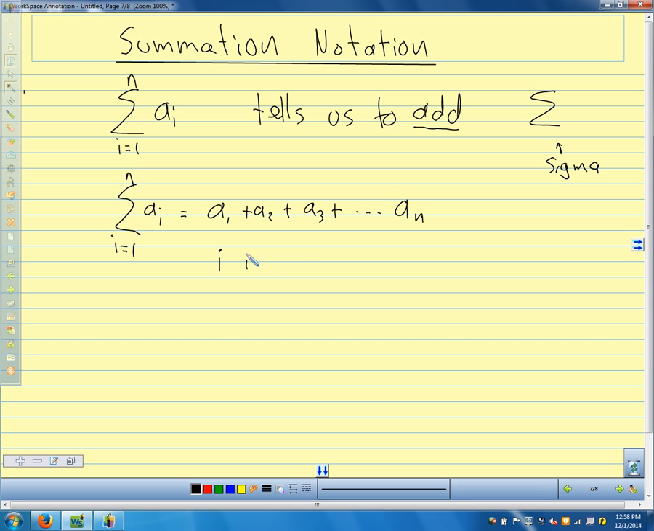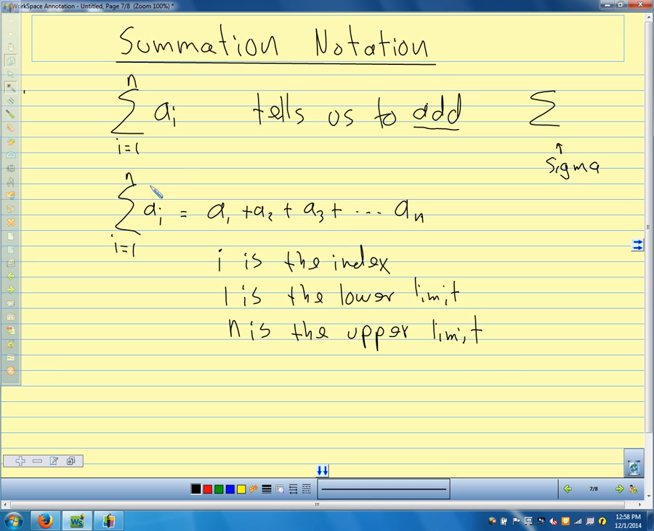i is called the index. One is, in this case, the lower limit. And n is the upper limit. So if n were 4, it's telling us to add 4 terms of that sequence together: a sub 1 plus a sub 2 plus a sub 3 plus a sub 4. If n were 10, it would be telling us to add 10 terms of that sequence together.